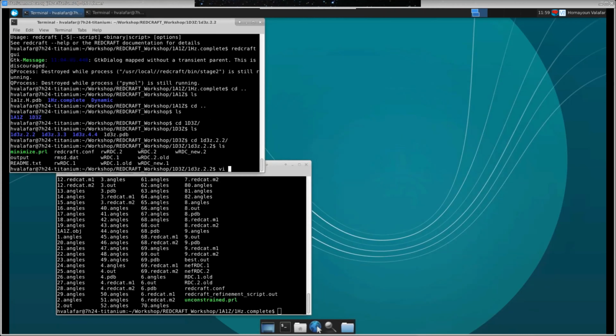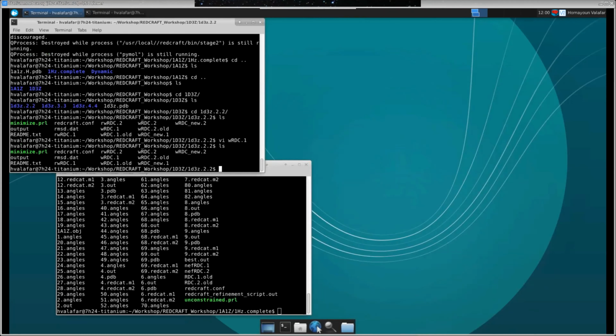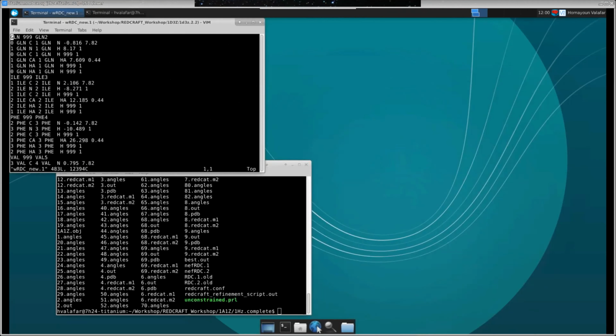And if you look at my, which one is it? WRDC.1. No, these are the old ones. So this is the data that I have for residue. I have basically, so this one is 3.3.